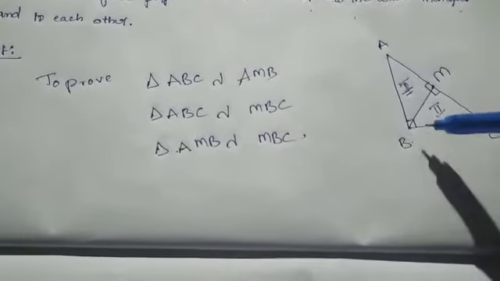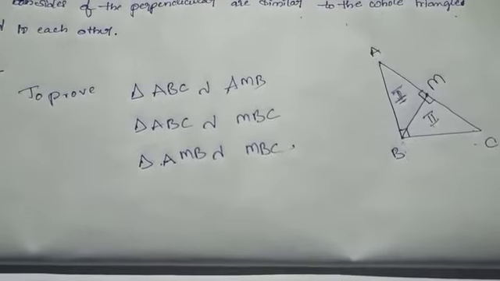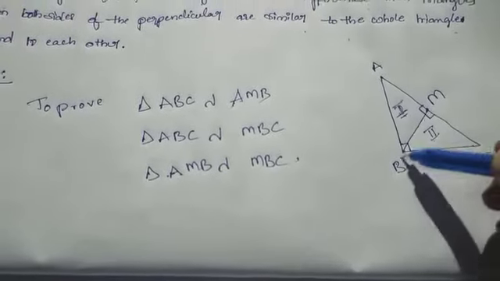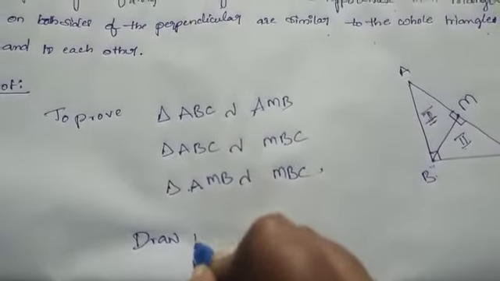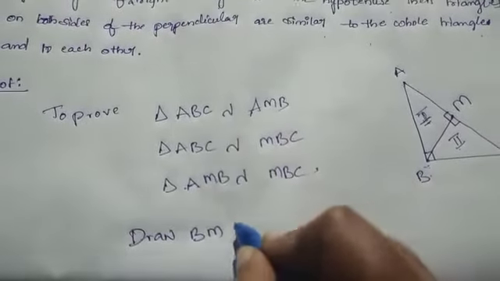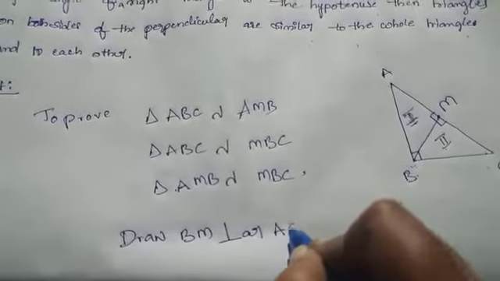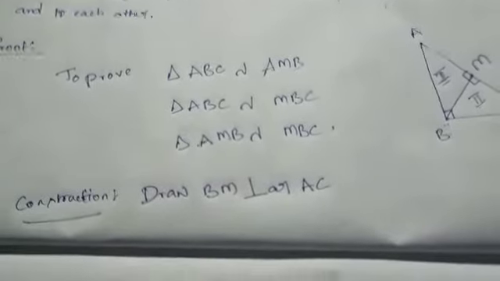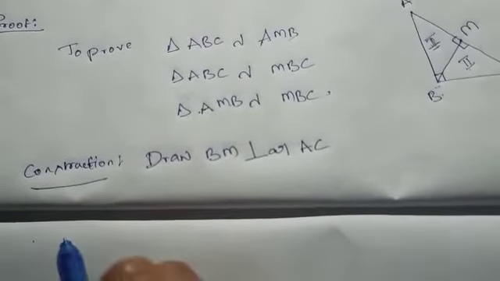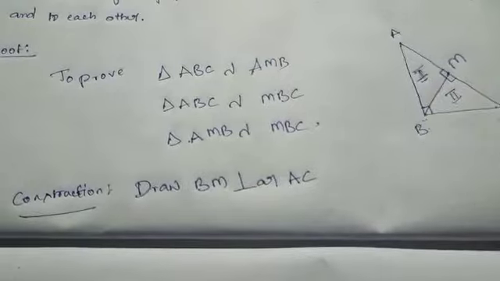Okay, here the construction is: draw BM, draw BM perpendicular to AC. Okay, first consider triangle ABC and triangle AMB.